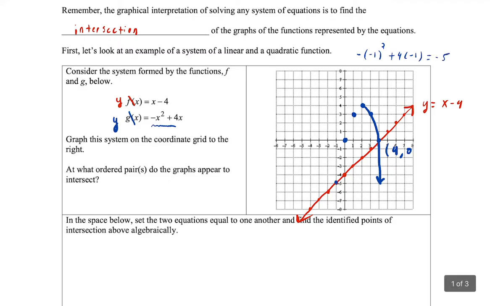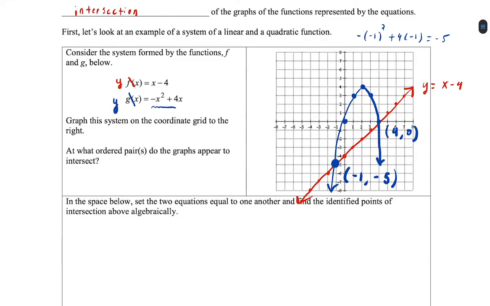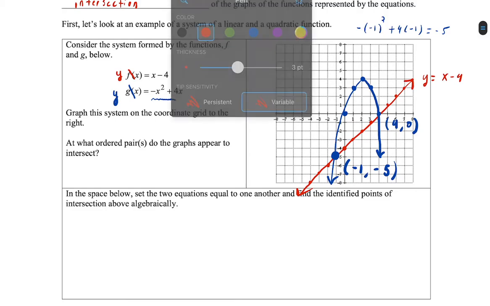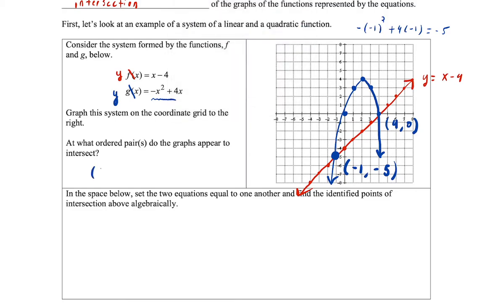Right, the plotting, I don't want to get too hung up on that. You can use a calculator to help you. You could use Desmos to help you, right? But the idea here is that these two equations share two input-output pairs in common: 4, 0 and negative 1, negative 5. So our answers there are 4, 0, and negative 1, negative 5.